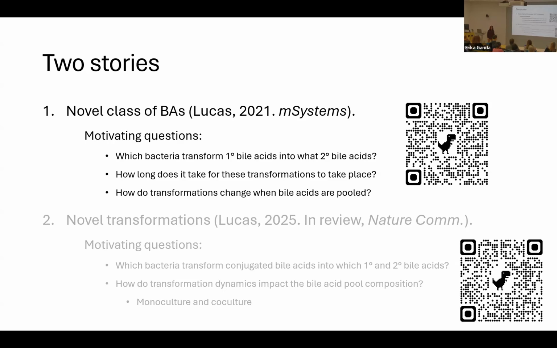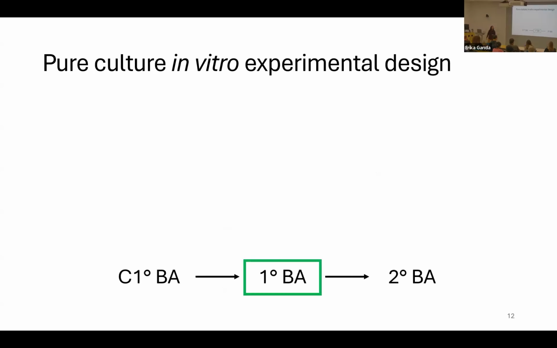I mentioned already that I'm interested in understanding what bacteria could transform what bile acids, but in this story, we're also interested in understanding how long it takes for these transformations to occur, as well as how keeping bile acids separate or combined affects their bacterial bile acid transformations. And so in this first set of experiments, I will include this pathway down here at the bottom, and that will tell you that I provided primary bile acids, so these unconjugated bile acids, as the substrate.